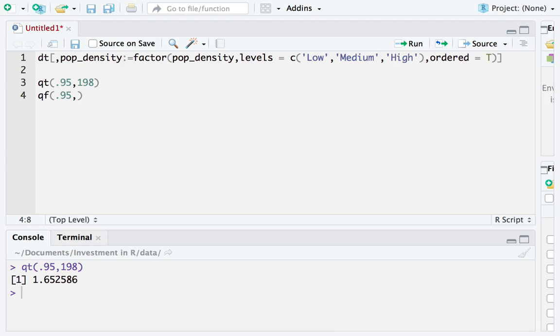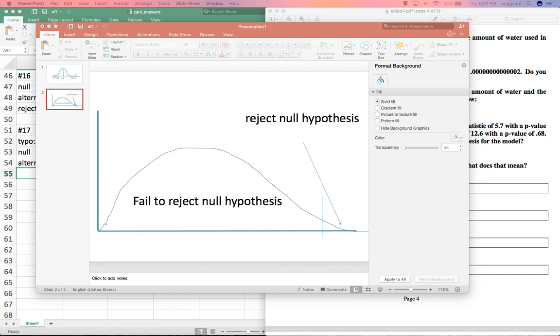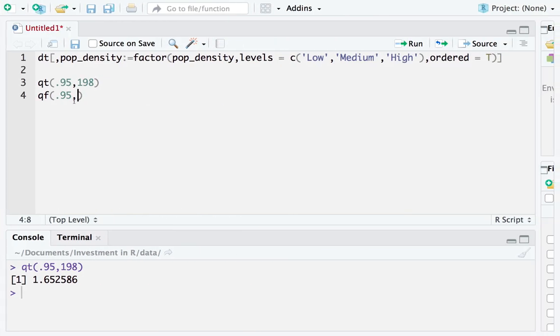Remember, the f-test takes 2 sets of degrees of freedom, not 1, but 2. The first degrees of freedom we put in is basically the number of independent variables we have.